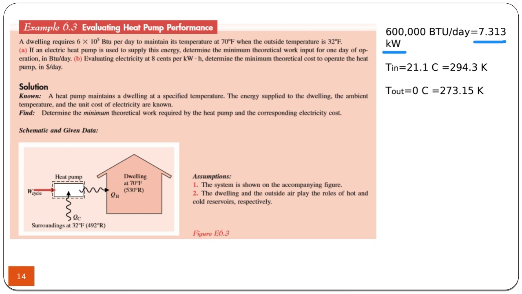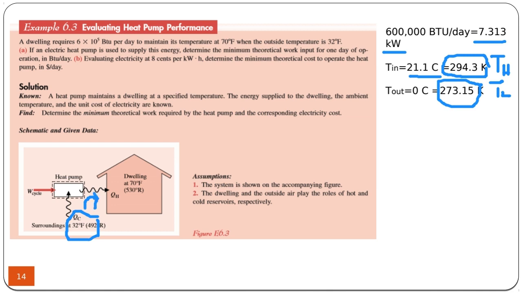Internal temperature needs to be held at 21.1 Celsius. This is the temperature of the high temperature reservoir, and external temperature is 273 Kelvin, which is T cold. So you can see that this heat pump is operated between the temperatures of 273 and 294. And of course, we have to deliver work to it. Otherwise, it's not possible to absorb heat from the low temperature and transfer it to inside the house.